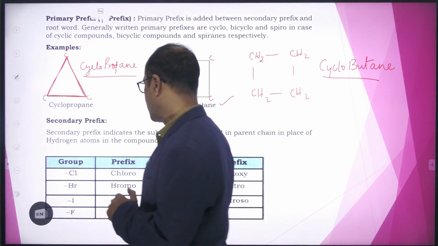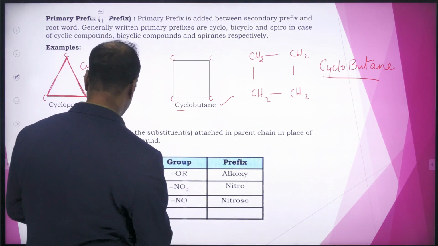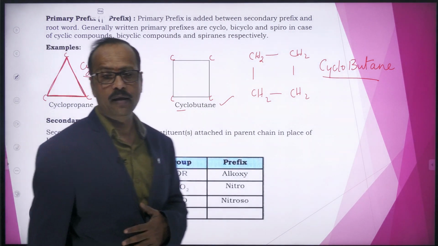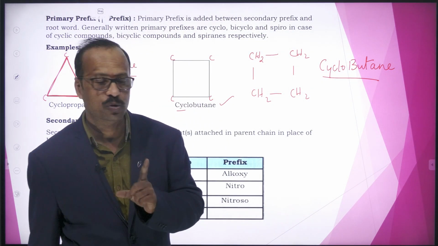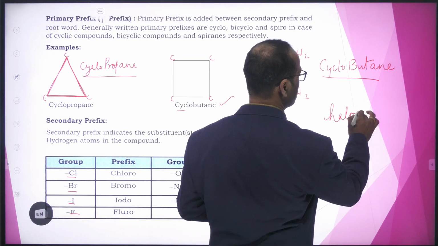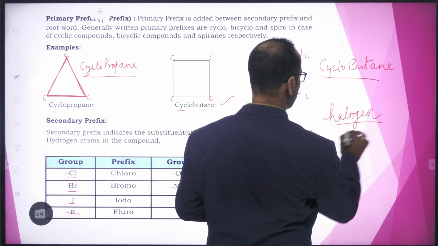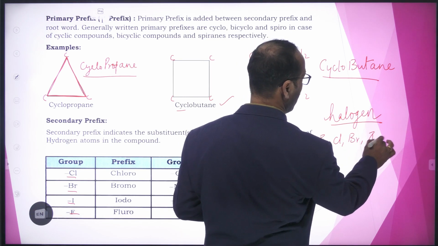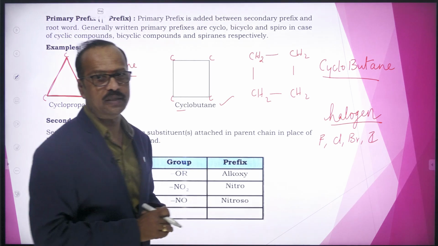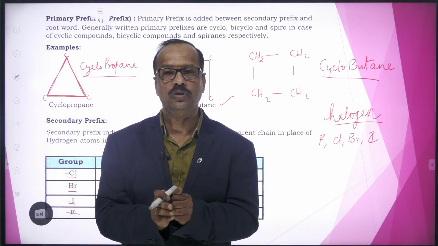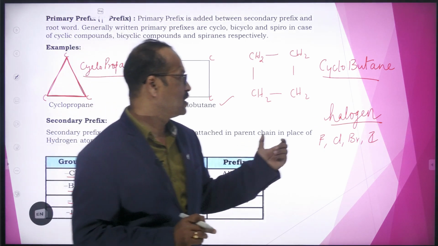Now similarly, not only for cyclo, sometimes chlorine, bromine, iodine, fluorine, if they are added, especially halogens. You know halogens? Already somewhere we discussed the halogens. Halogens means fluorine, chlorine, bromine, and iodine. These are called halogens, which are generated from the ocean, sea. So these are the halogens.